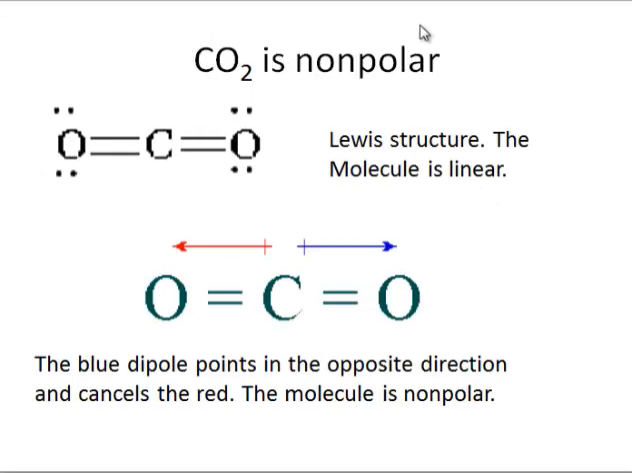Carbon dioxide is nonpolar. Here's a correct Lewis structure. 2 groups on the central atom. They're both double bonds. Remember, double bonds count as 1 group. And we predict from VSEPR theory that the molecule is linear. Since oxygen is more electronegative than carbon, bond dipoles point from the carbon to the oxygen atoms.